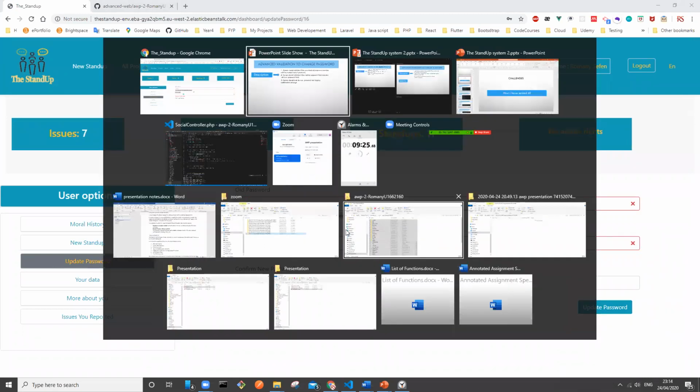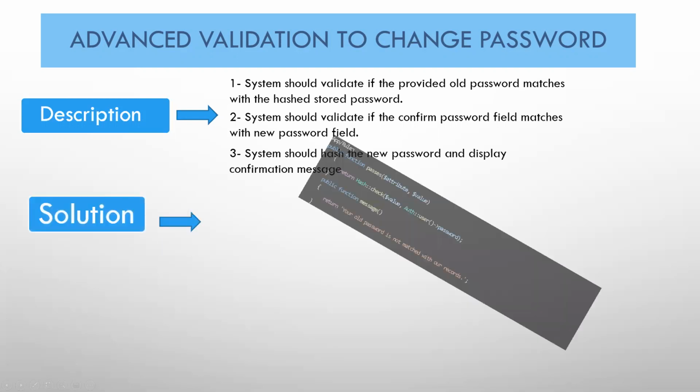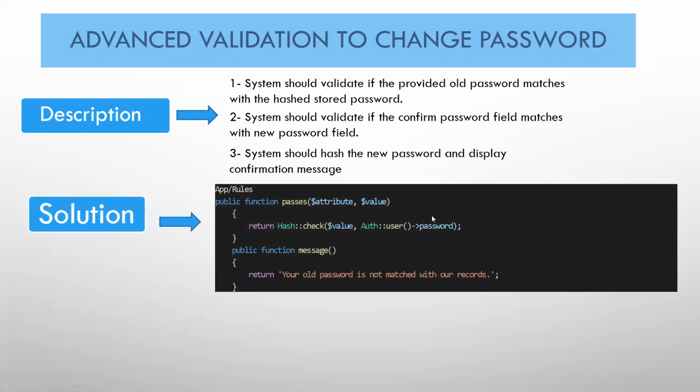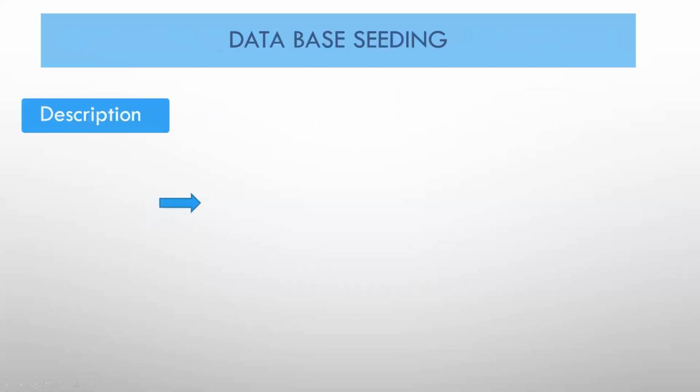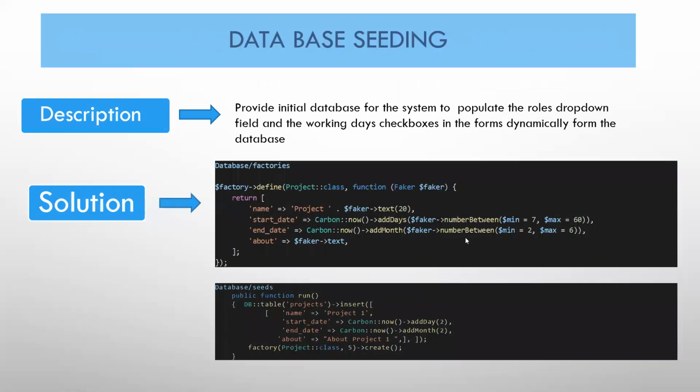To implement this feature, I have created a validation rule to check if the user provides the correct hashed password, and if not, it will send this validation message to him. Seeding, I have used the Faker class for seeding the database.